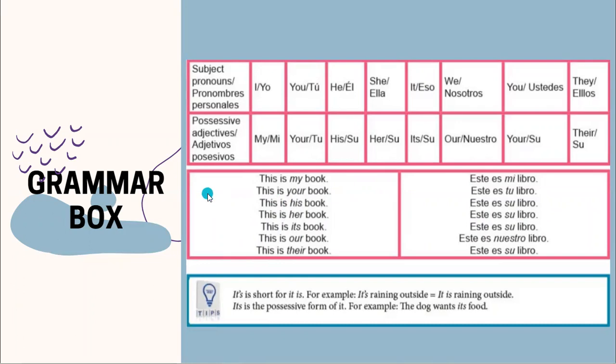I would recommend personally that you try to understand the English version, not the Spanish translation, because this can be a little bit confusing due to the fact that his, her, and its in Spanish is the same. So try to understand that for each subject pronoun we have a possessive adjective. And we're going to see some examples so this can be a bit more clear.